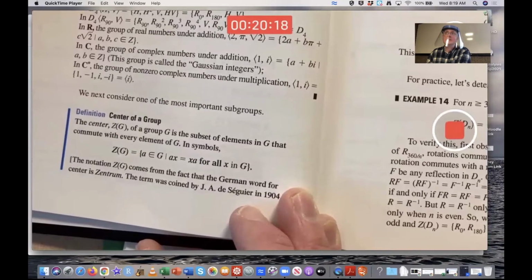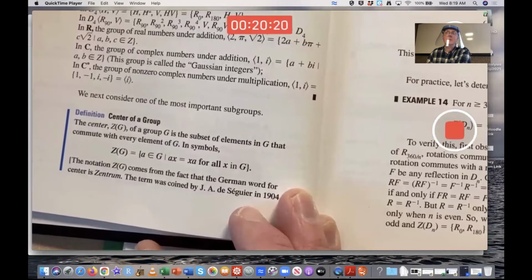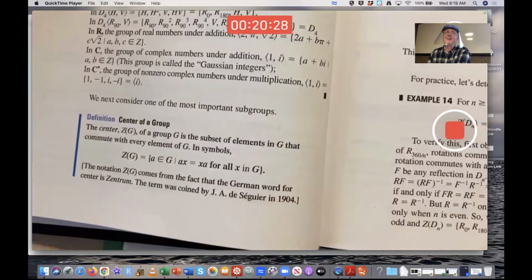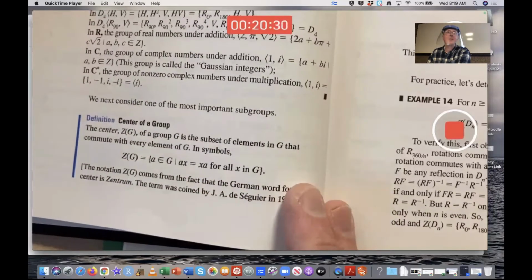In fact, that's true in D3, which is isomorphic to S3. It's just the identity element. It's not true actually in D4, and you'll see that in the book. Symmetries of a square has a bigger center than just the identity.